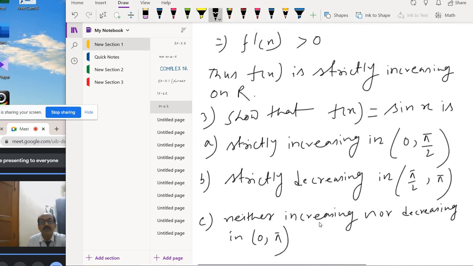Okay. So see the question. Show that the function f(x) equal to sin x is strictly increasing in the interval 0, pi by 2, and strictly decreasing in the interval pi by 2, pi, and neither increasing nor decreasing in the interval 0, pi.